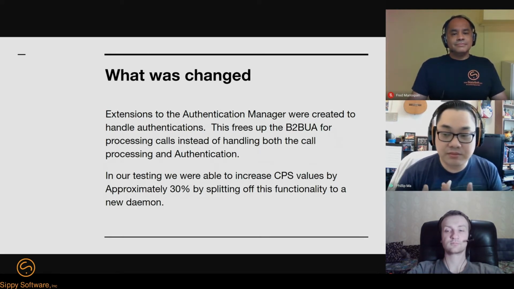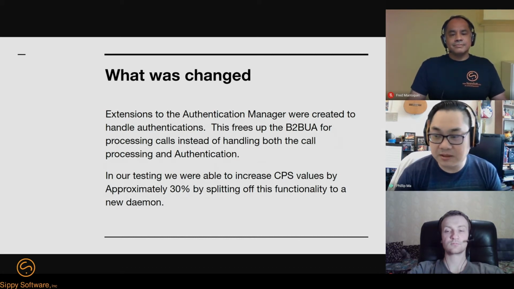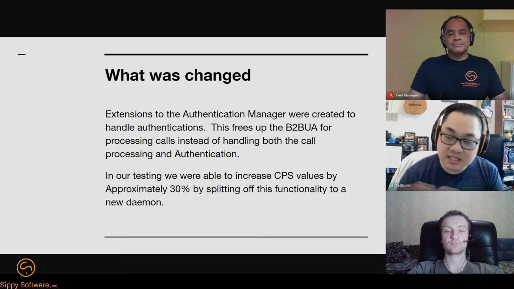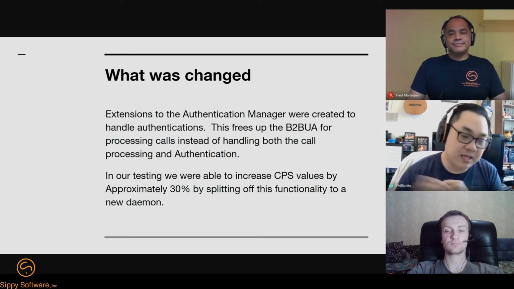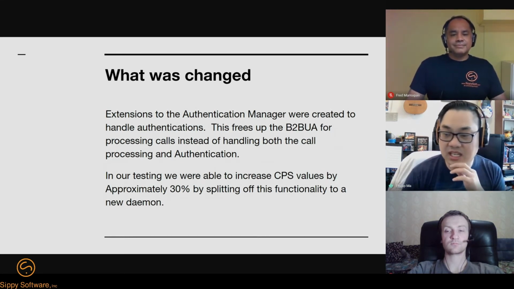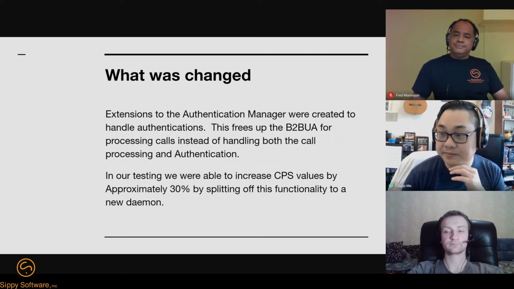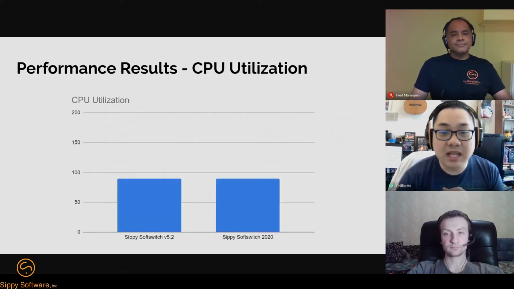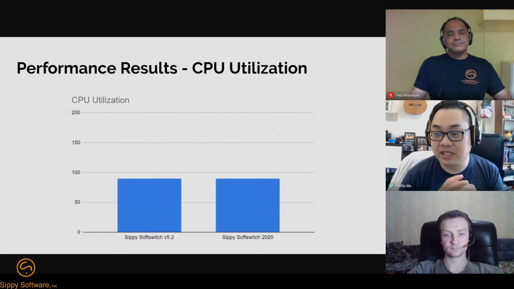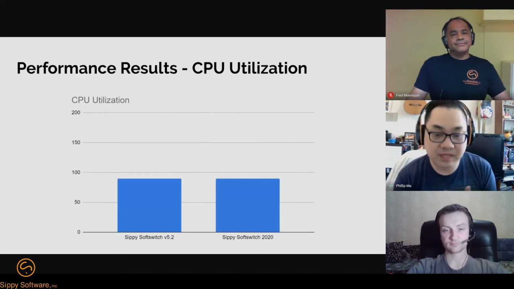And as a result of our testing, we're able to see some increases in calls per second values. This equates to about a 30% increase of CPS limits just by splitting off the authentications to a separate function. I'm going to let Pavel talk a little bit more about the testing results here. Pavel?